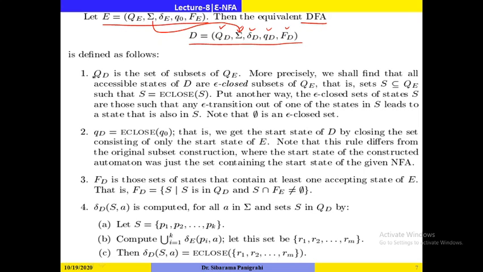Okay. So what is QD? QD means the states of the DFA. So QD is the set of subsets of QE. So here if there are n states, you will have 2 to the power n states. But we will not go through all the n states. What we will do is go through the reachable states, also called accessible states. We start from the initial state, and we only compute the states we reach. Okay. So the accessible sets of D are epsilon closed subsets.